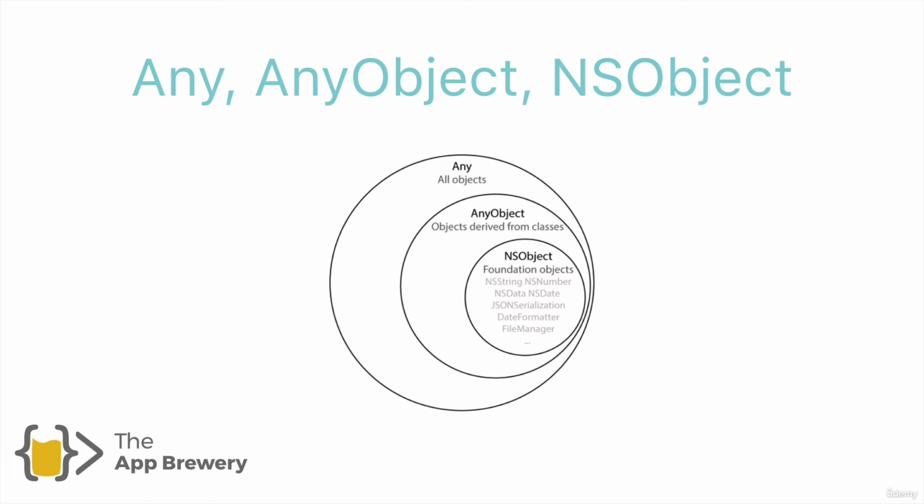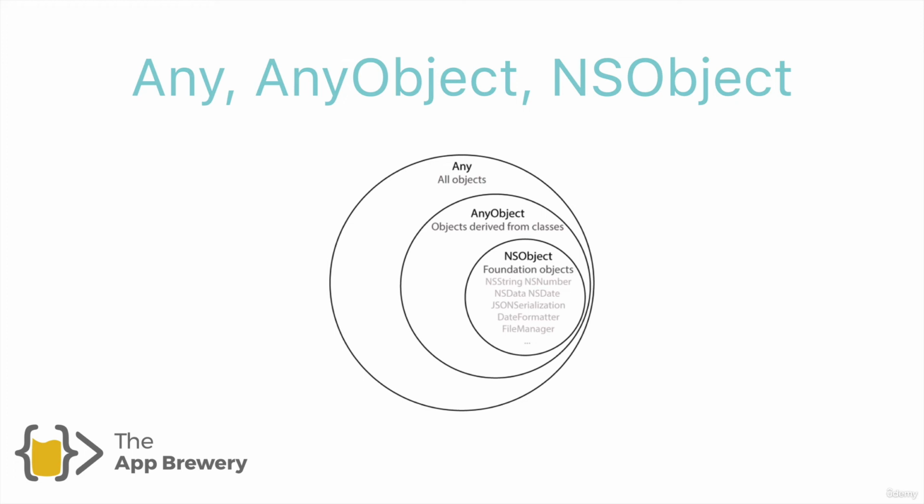Now, within that group of Any data type, there is a subclass of AnyObject data types. And these are objects that have to be derived from classes. So sometimes you'll see certain protocols that have a requirement where only an object created from a class can actually conform to that protocol. So they might use this data type AnyObject in that way to limit things to work with classes.